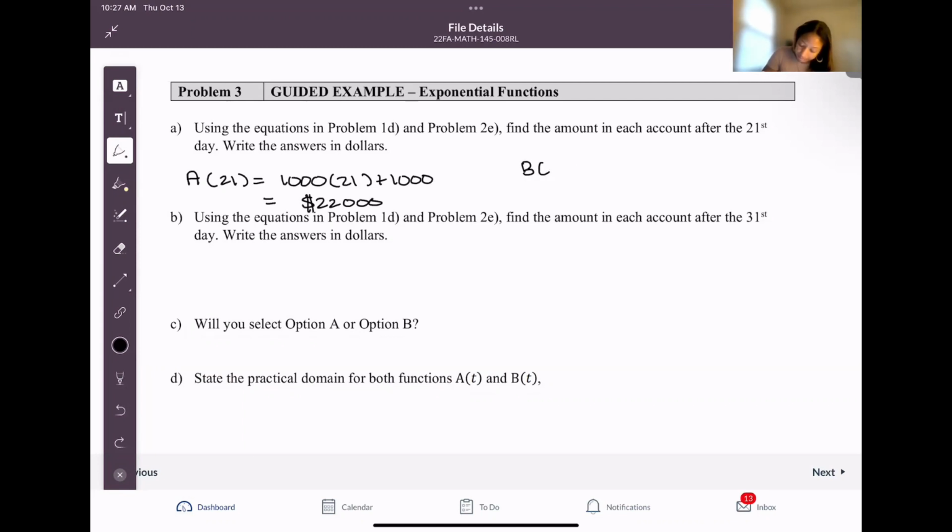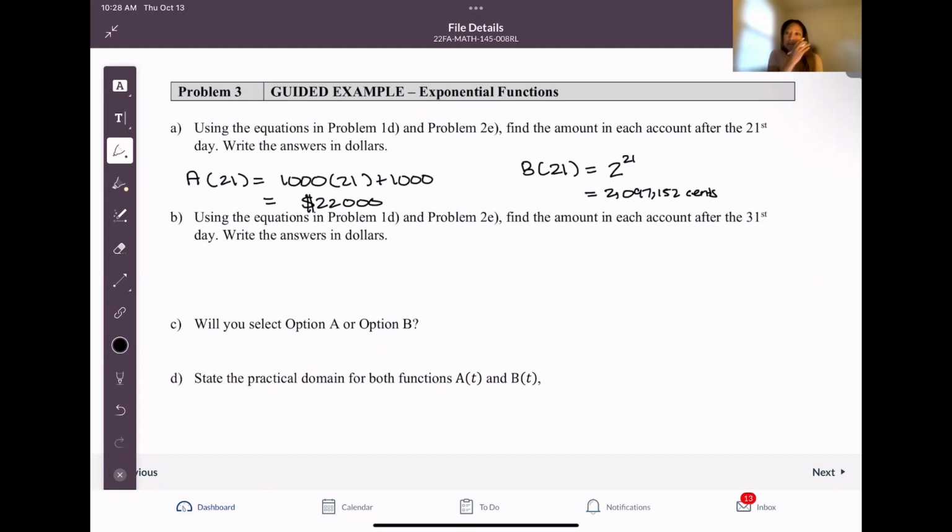All right, for option B, B of 21 would be 2 to the 21st power. I don't know what 2 to the 21st power is, so let's put that into our calculators. 2 to the 21st. All right, remember this number is in cents though, not dollars. 2,097,152 cents.